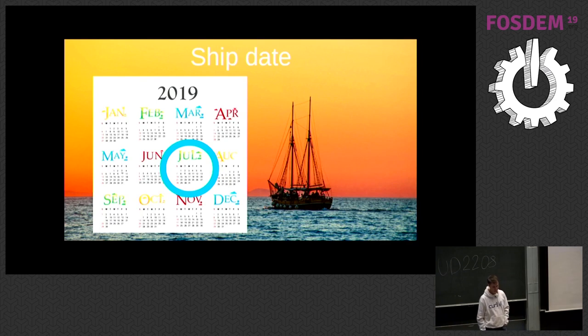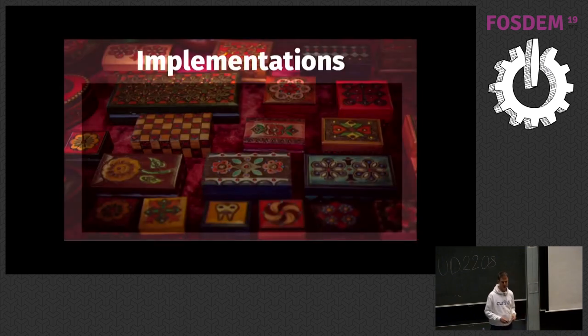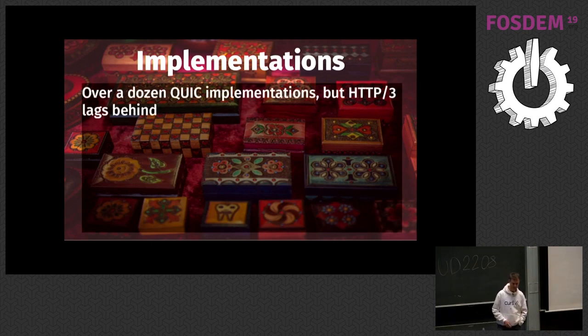So, okay, if the standard is going to ship in July, and we talk about all this, how's the situation then in implementation right now? When can we try this out? When will Firefox run it? There are a lot of QUIC implementations, but not many HTTP 3 implementations, which one might argue is a bit worrying since we're going to ship it in July and we can't even do interop tests with HTTP 3 yet.